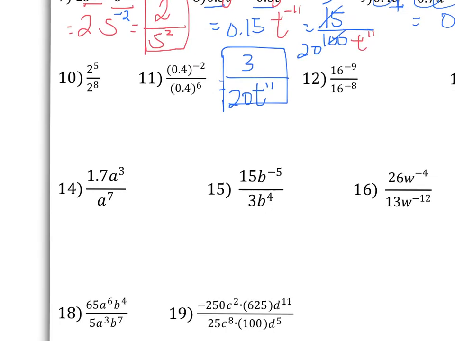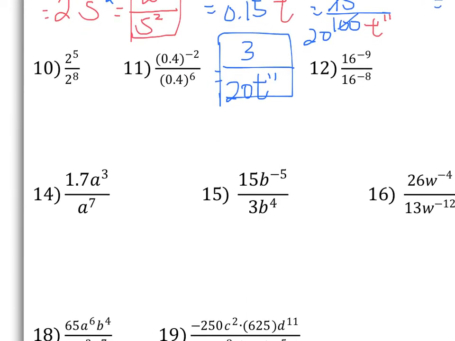Okay, and now we're going to move on to number 10. So here, by the quotient property, we want to keep our power positive. So I'm going to keep 2 to the 8th power in the denominator, and I'm going to move 2 to the 5th power to the denominator. And if I do that, the power becomes negative. It's 2 to the negative 5th power.